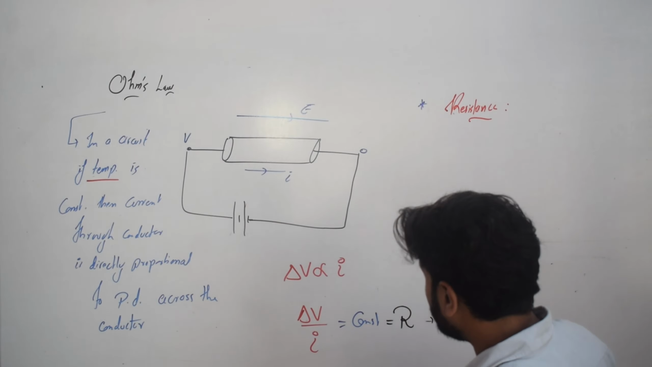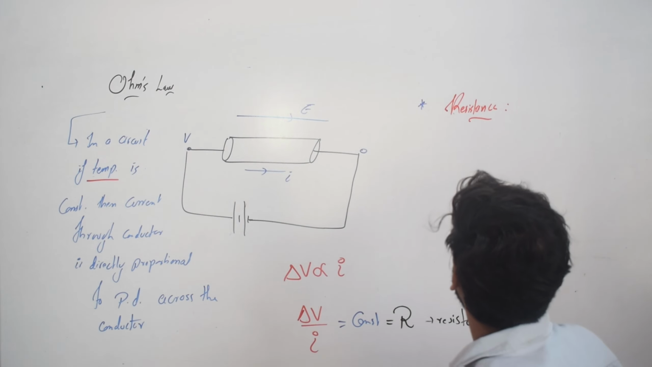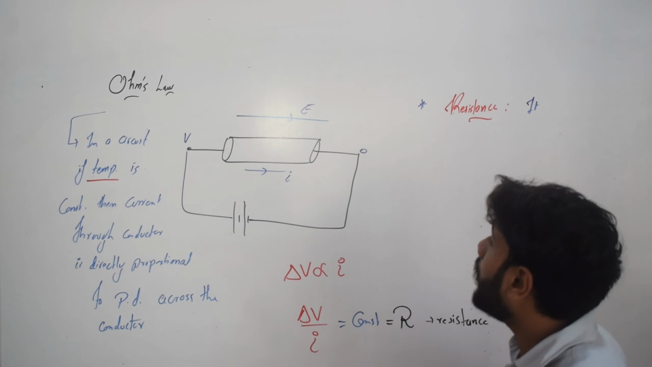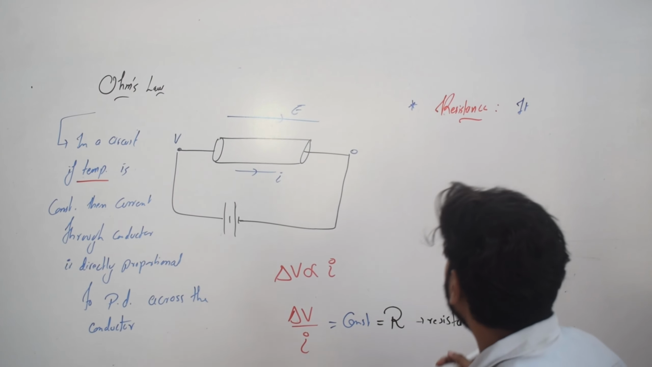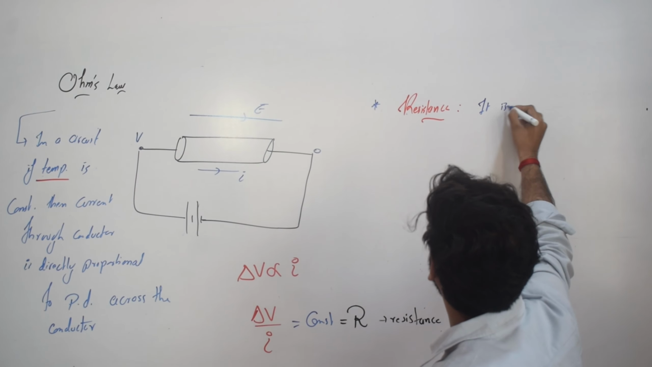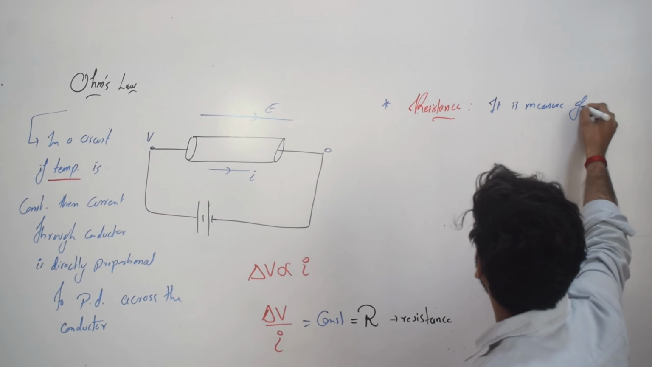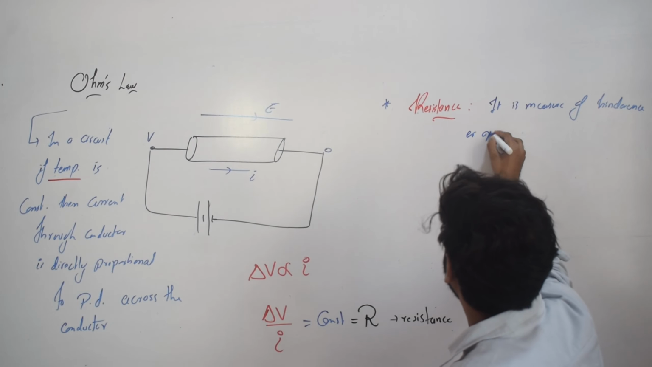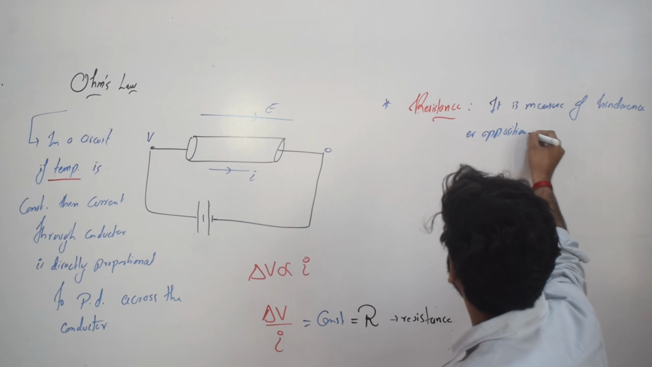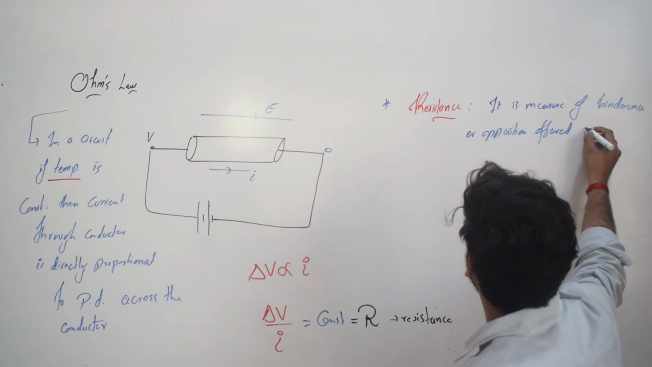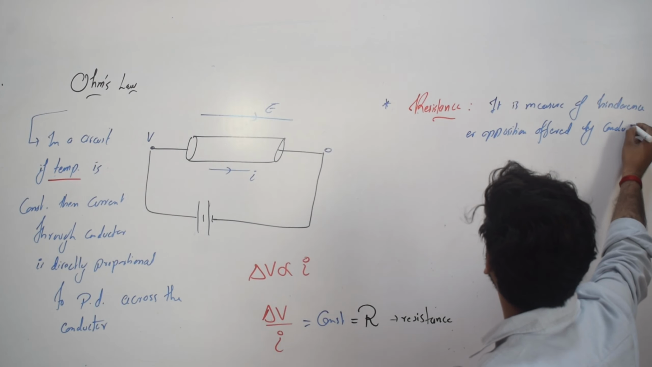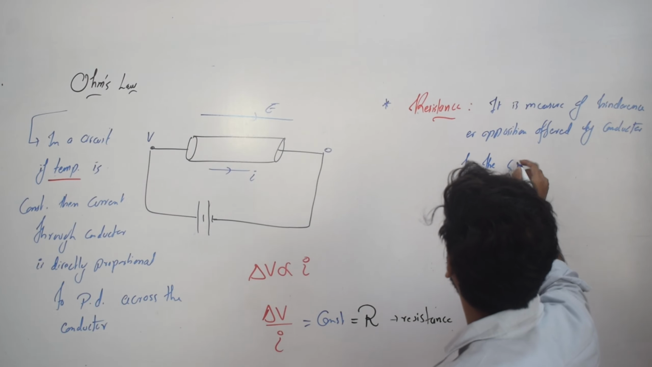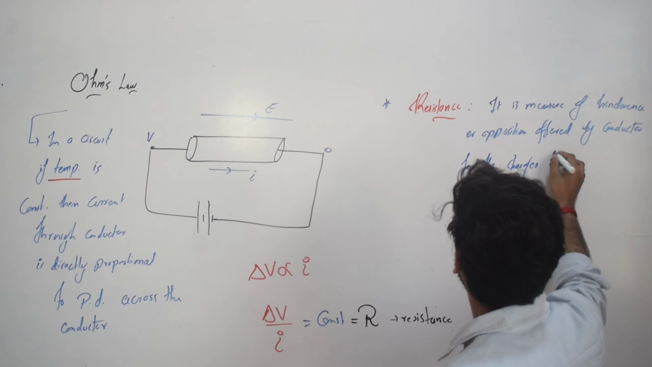Okay. So what is resistance? Resistance is just the measure of how much hindrance a conductor can offer to the electrons which are flowing inside the conductor. It is the measure of hindrance or opposition offered by the conductor to the charges flowing inside the conductor.